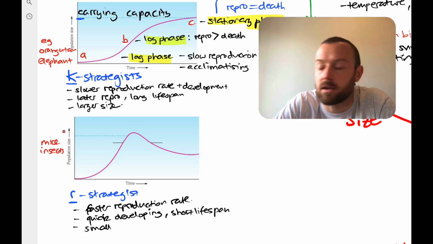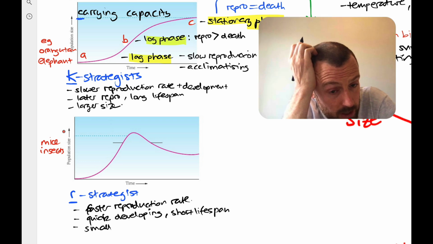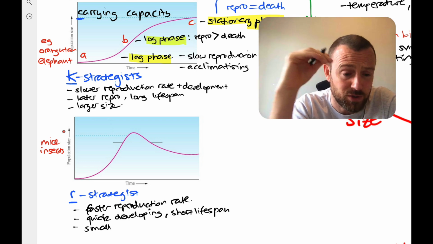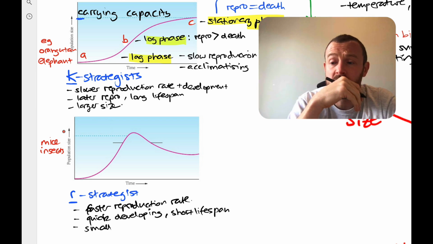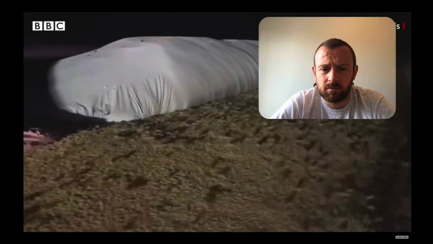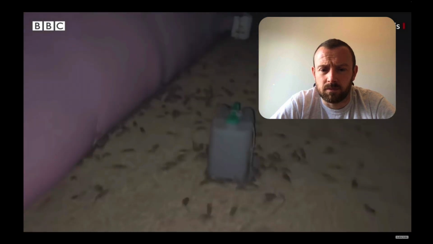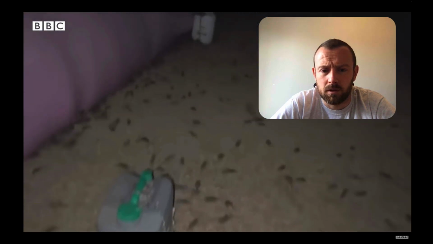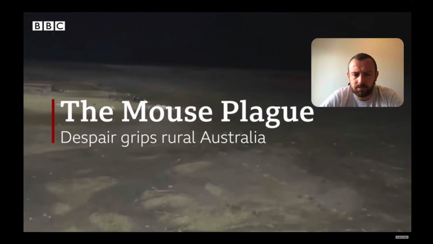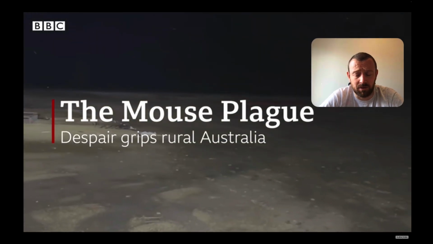If you fancy a little break, go onto YouTube and put in Australian mice plague. Okay, so that shows you what happens to an R strategist. In fact, let's put that in. It's been constant, hasn't let up. The ground just moves with mice. There's just no escaping them. So this is a great example of an R strategist.